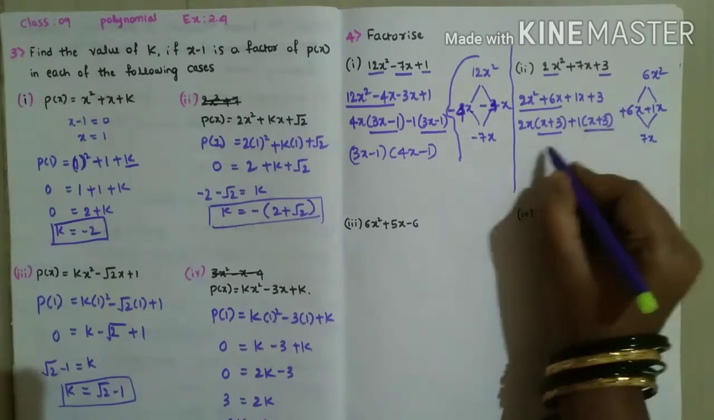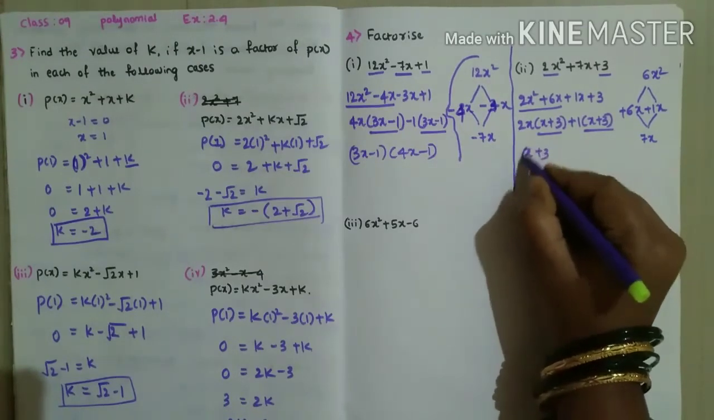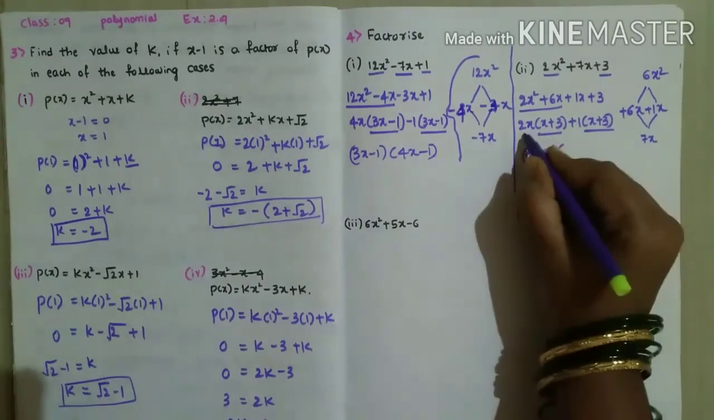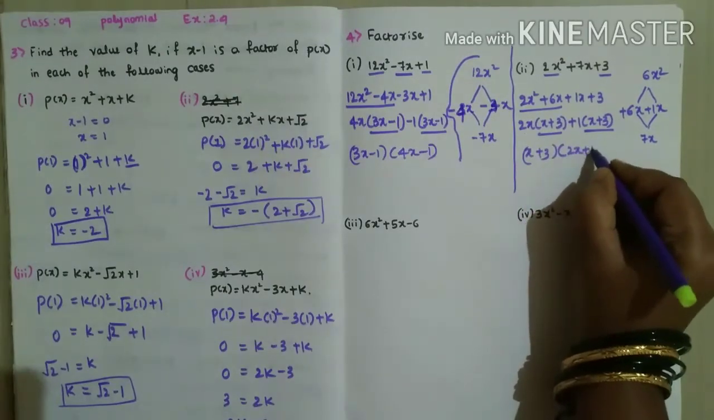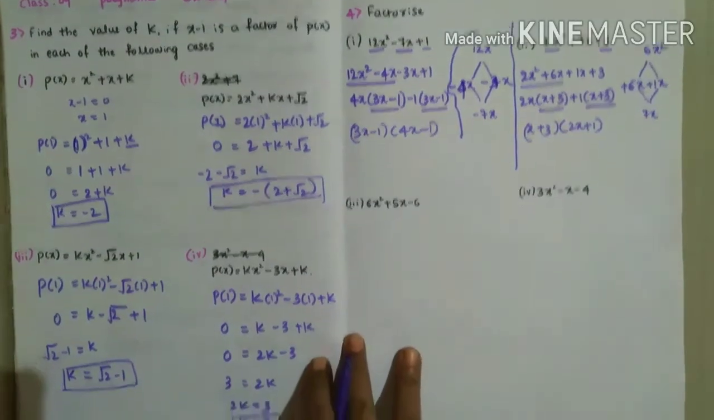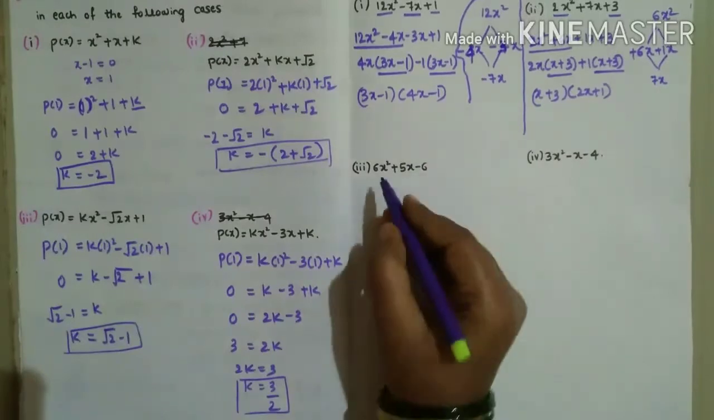Now x plus 3 I will take out. If you take x plus 3, then 2x remains, plus 1. These are the two factors. Next, the third one, we'll solve it now.